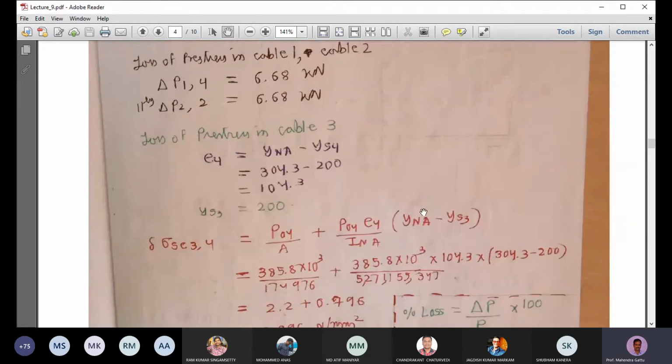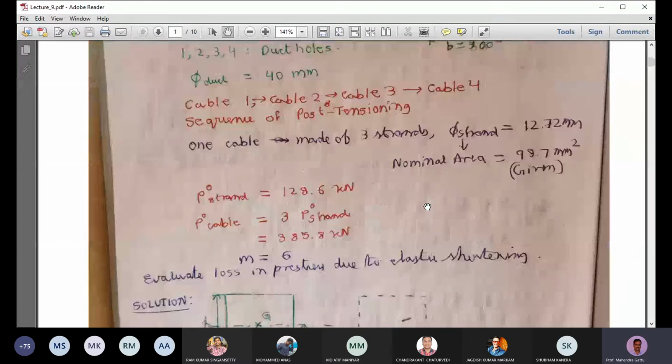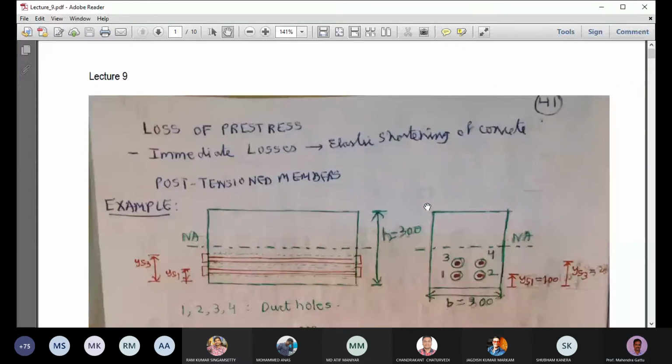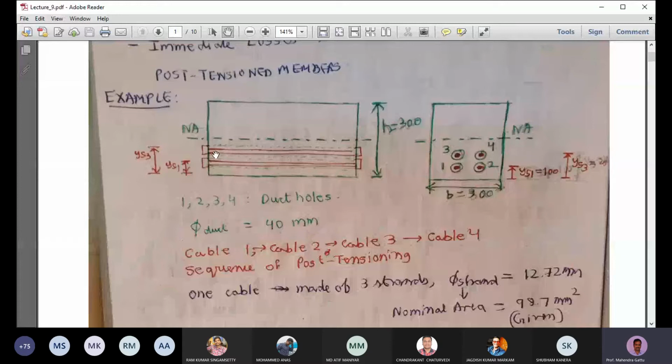Okay, so this is regarding the successive post tensioning of the cables. So what is happening here is we have constant eccentricity. So the cable is perfectly straight throughout the cross section.